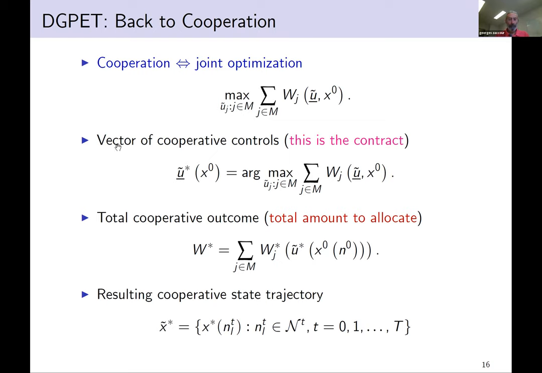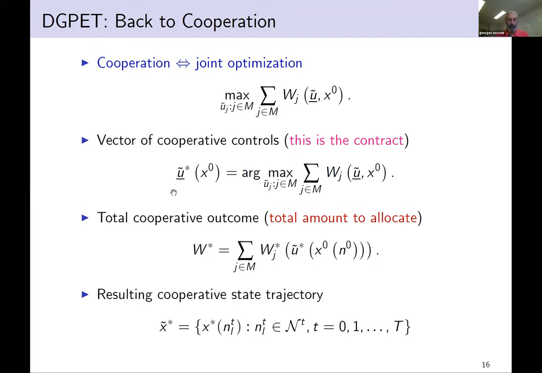Now, once we have this as a pre-play agreement, this is a relatively simple optimization problem to solve. So once we solve this optimization problem, what we are going to get is the result in terms of what each player has to do in order to implement cooperation. Okay, so this vector will be the solution of this optimization problem. Okay. Now, this is the contract. So if we want to collaborate, this is what each player should implement.